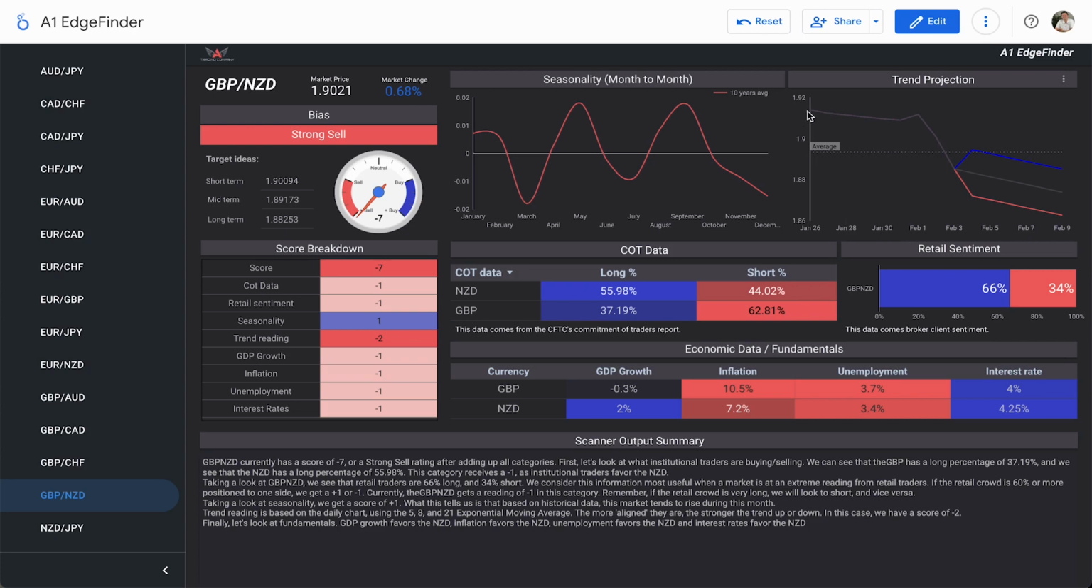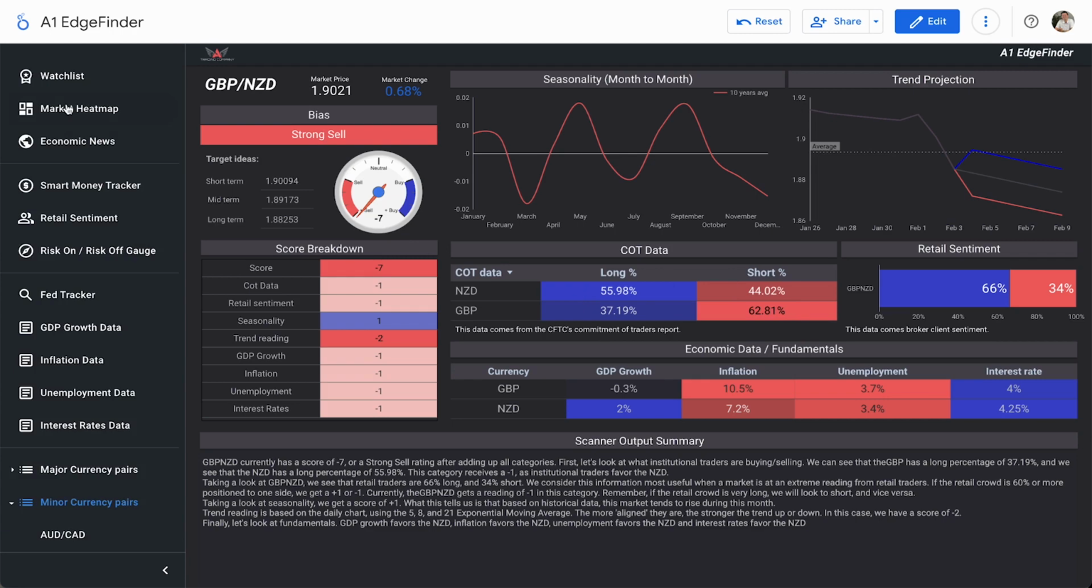Trend reading, I mean, just look at how far that thing has dropped, especially over the last 3 days. So trend reading definitely continuing to show a continuous downward trend. Retail traders going long, and again, typically speaking, when retail goes long, we go short. And institutional traders almost in complete agreement here that we are shorting the pound and going long on the New Zealand dollar. So my strong sell, score of -7 certainly looks to be the case there.